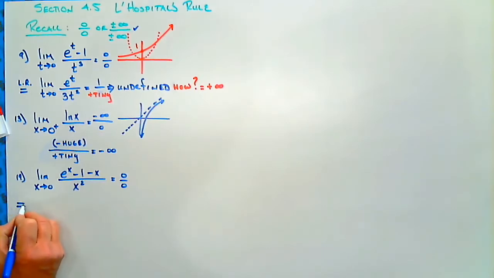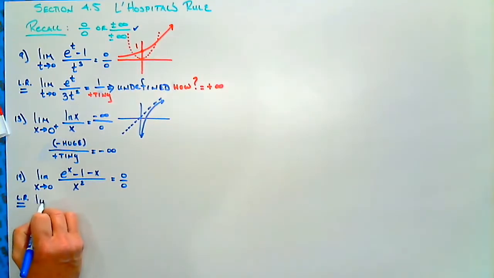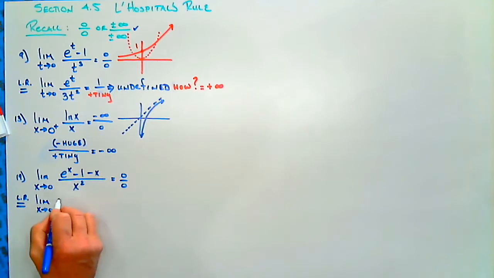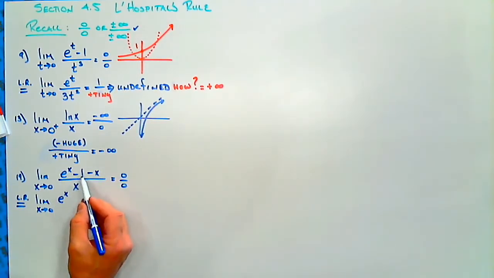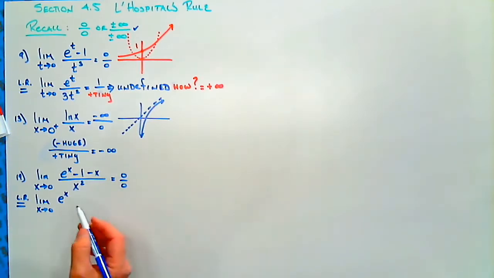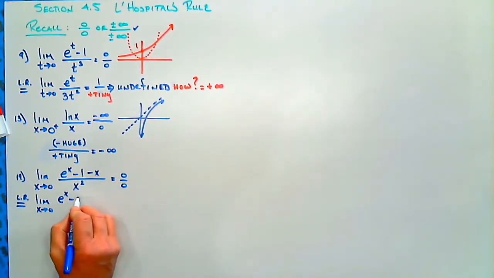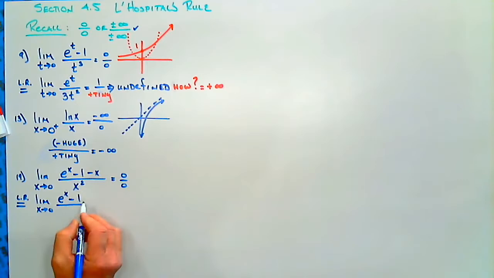So we put an equals and write L'Hopital's rule down to let our teacher know that I'm going to invoke L'Hopital's rule. Now I rewrite this. This is the limit as x goes to 0. I take the derivative of e to the x, that is e to the x. I take the derivative of 1, which is 0. I take the derivative of x, that's going to be minus 1. And on the bottom, we take the derivative and we get 2x.